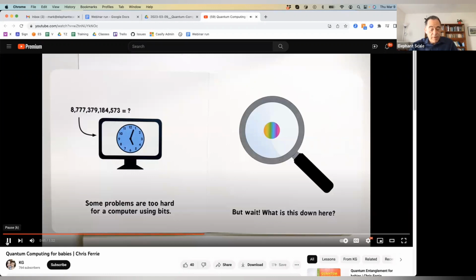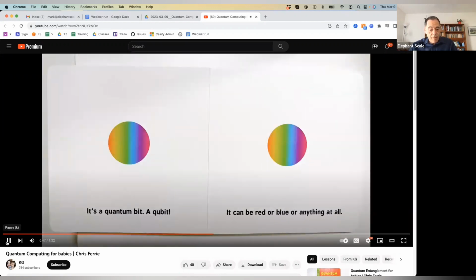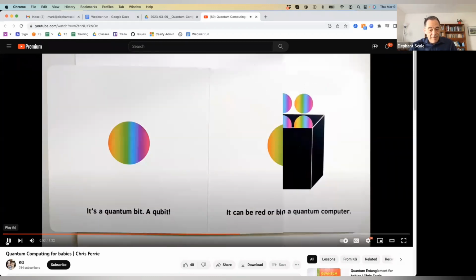What is this down here? It's a quantum bit, a qubit. It can be red or blue or anything at all.